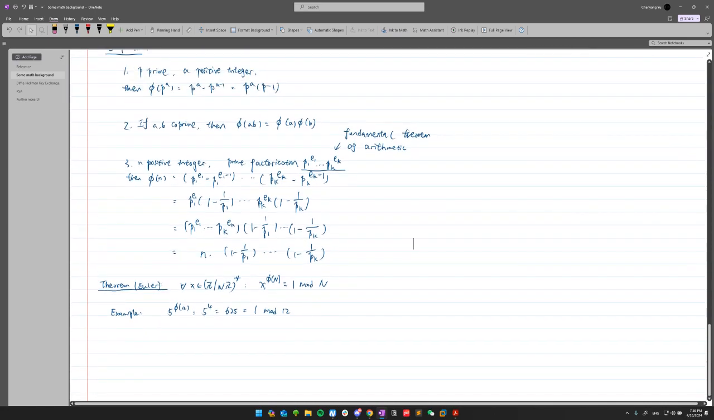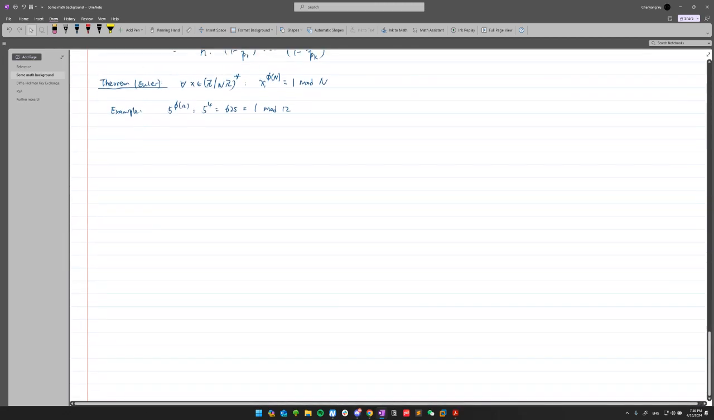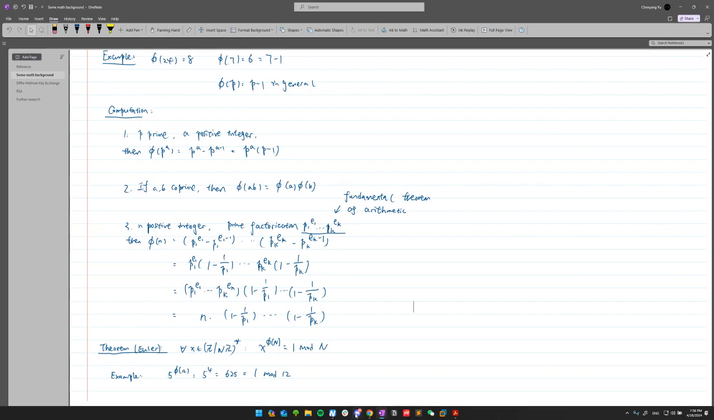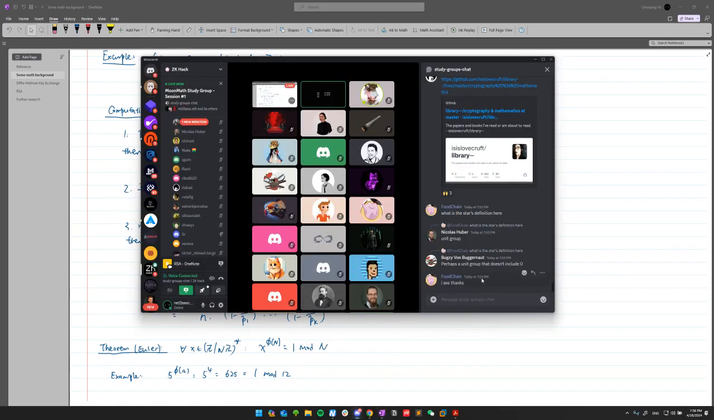There's also an important theorem by Euler saying pick any element x from the unit group, then x to the phi(n) power equals 1 mod n. You can try that with a few examples. This is always true. Okay, so that's the end for this subsection. Do we have any questions?